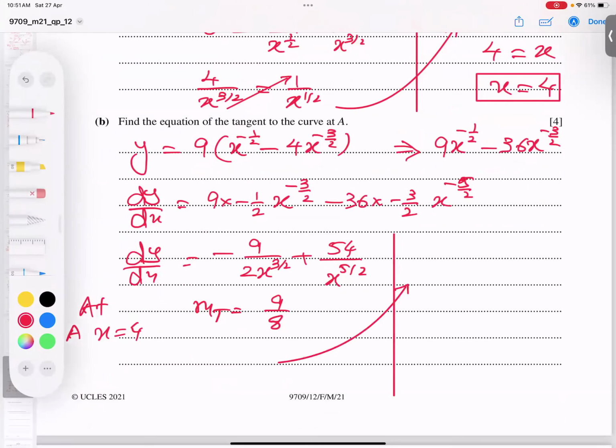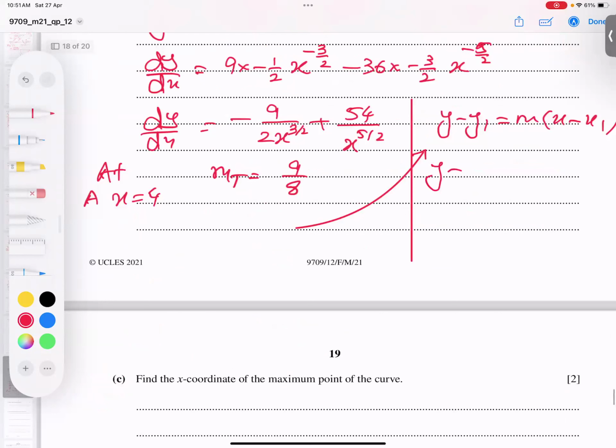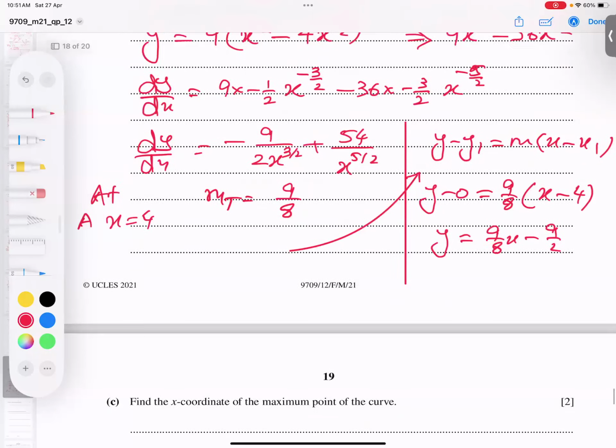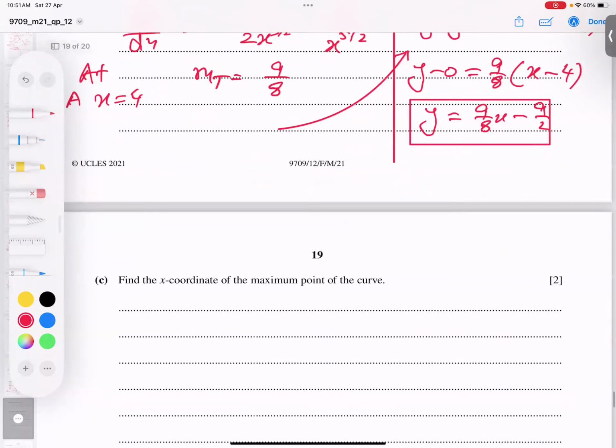And now I'm finding the equation of the tangent. What is the method to do? y minus y1 equals m times (x minus x1). And the coordinates, students, are (4, 0). So m is 9 over 8, and x1 is 4. So y equals 9 over 8 times (x minus 4), the 4 cancels, and I got negative 9 over 2. Did he ask for a special form? No. So we can stop here or multiply by 8, no problem at all. Okay, minus 9 by 2, yes, correct.